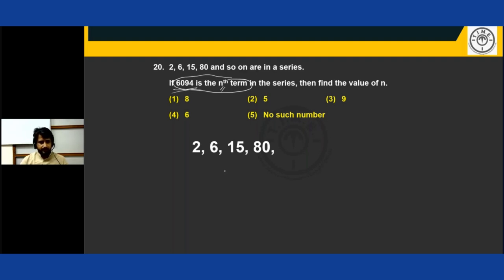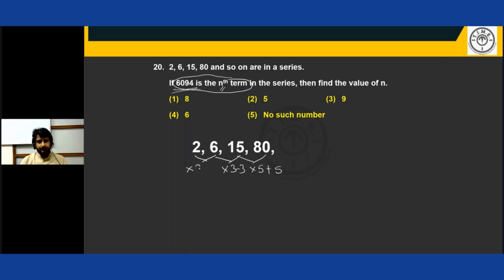So what is the pattern here? 15 and 80: times 5 plus 5. 15 times 5 is 75, plus 5 is 80. 6 and 15: times 3 minus 3. 6 times 3 is 18, minus 3 is 15.